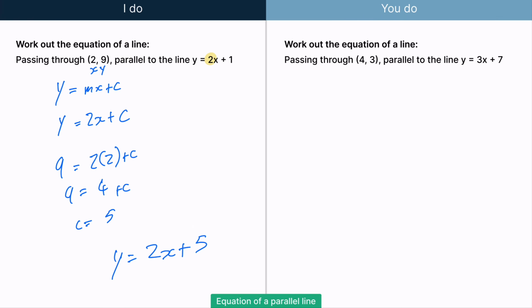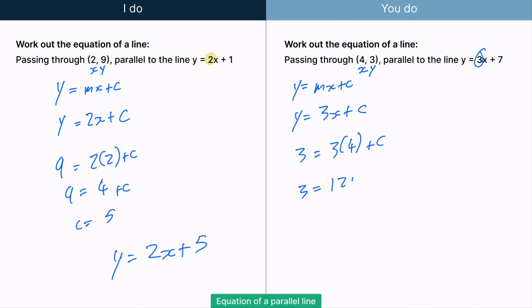Okay? So hopefully you've pressed pause and had a go at the example on the right. The gradient is 3. And if I substitute in the x and y values, that would be 3 is equal to 3 bracket 4 plus c. So that is 3 is equal to 12 plus c. And c is equal to minus 9. y is equal to 3x minus 9. Okay, that is the final answer there.